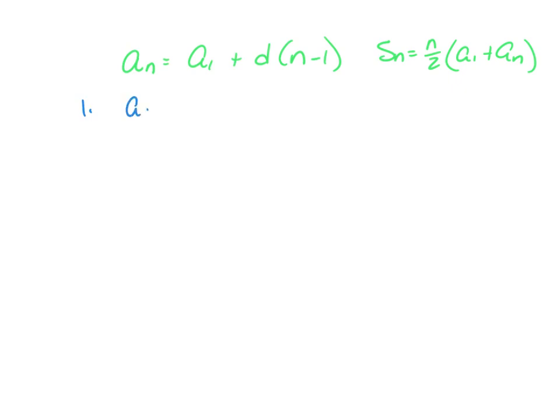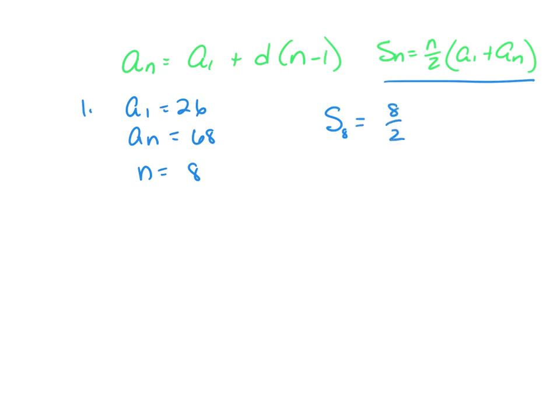So we know that A1 equals 26, AN equals 68, and N equals 8. Well, they want us to find the sum using that second formula. And in this case, I have everything I need. So it's just plug and chug. The sum of the first 8 numbers of that series equals 8 over 2 times 26 plus 68.